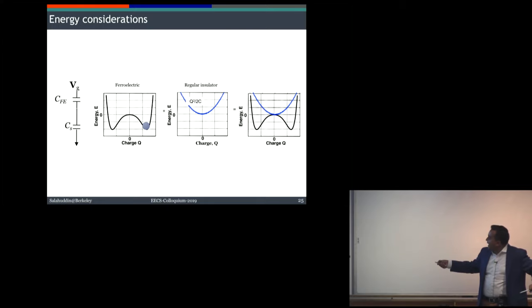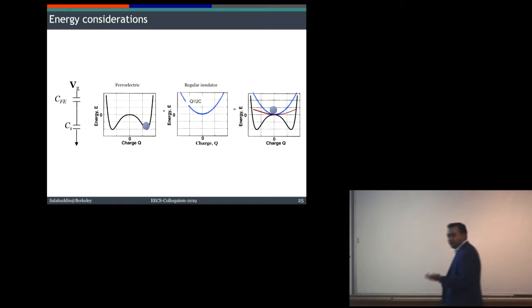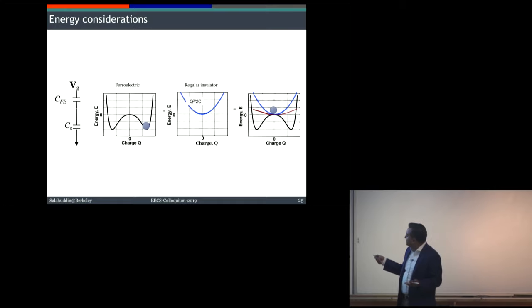So you add this guy with that guy in a series combination, the energy will add. So this black and blue will add. And as a result, the composite energy landscape looks like this red curve. And now to reduce the energy of the entire system, the material can be made to be stable there. And in that region, ferroelectric has a negative capacitance.